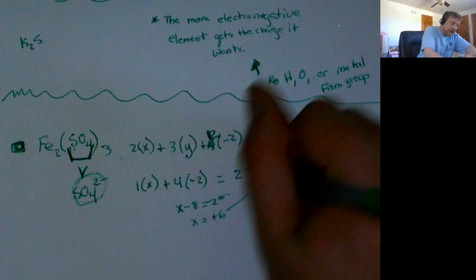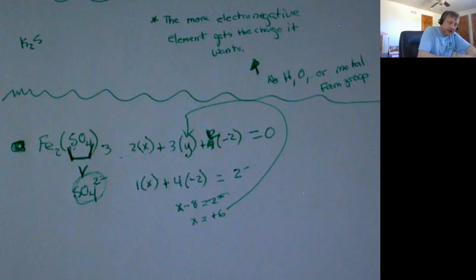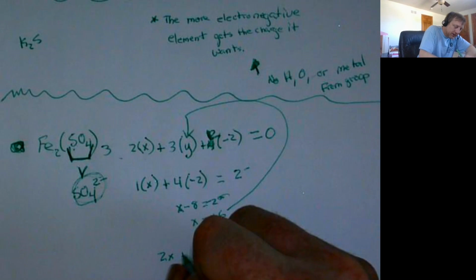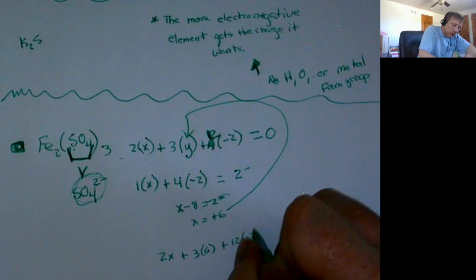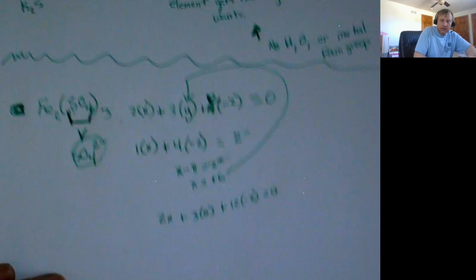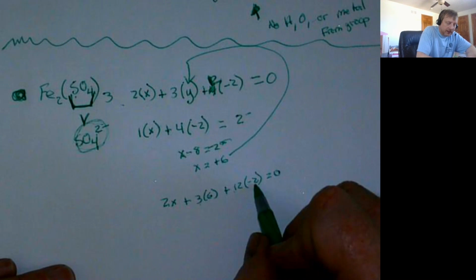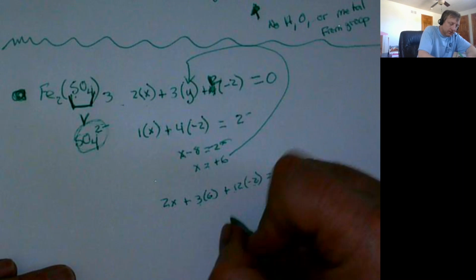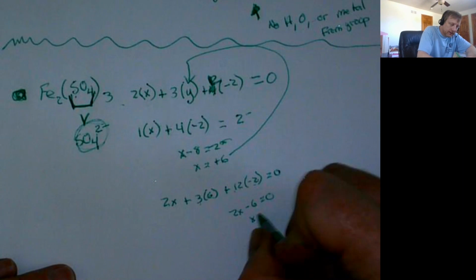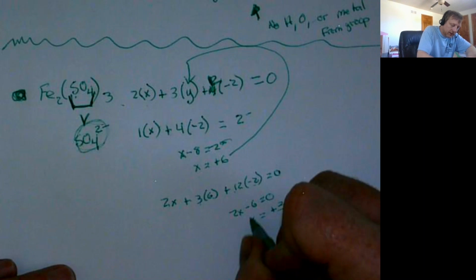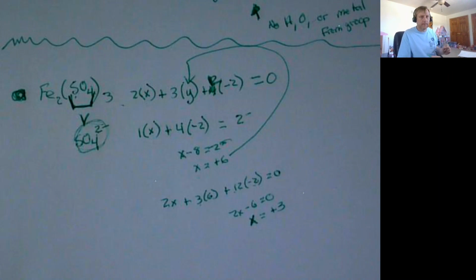Now I can drop that back into my original equation: 2 times something plus 3 times 6 plus 12 times -2 has to equal 0. I've got -24 and 18, so that's 2x minus 6 equals 0, and I find that the charge on my iron is +3. That definitely works. That's the formal way to do this.